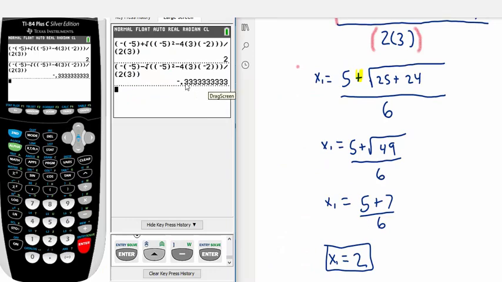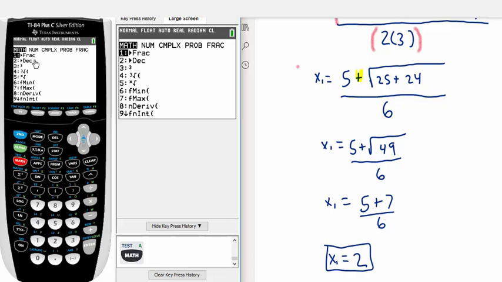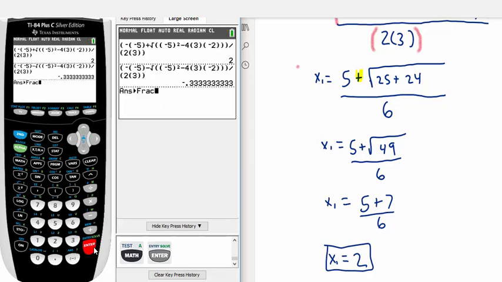If you didn't know that -0.3 repeating is the equivalent of -1/3, you could press the math key on your calculator, which is right here. Press Enter twice. The first Enter says you want the previous answer written as a fraction. The second Enter is what actually gives you the answer of -1/3. So now let me show you how much easier it is to use the Mathprint feature of your calculator if you have one. Let me clear the screen.